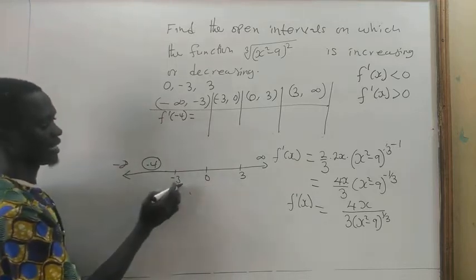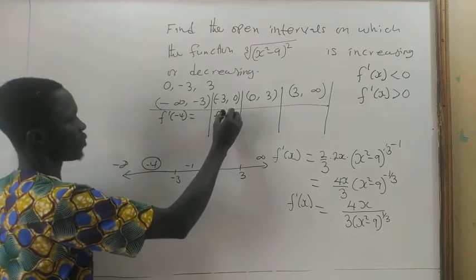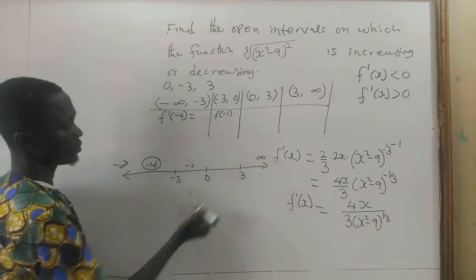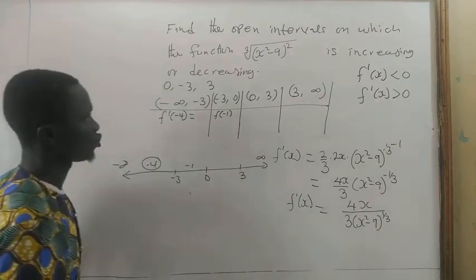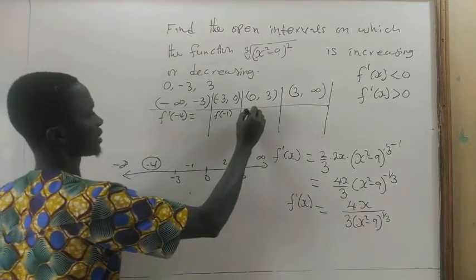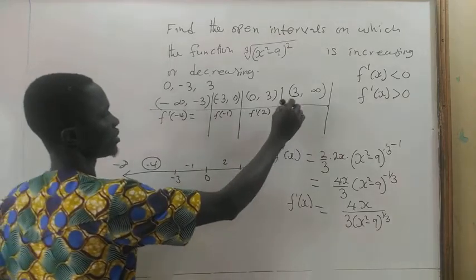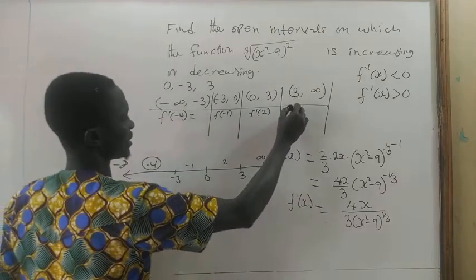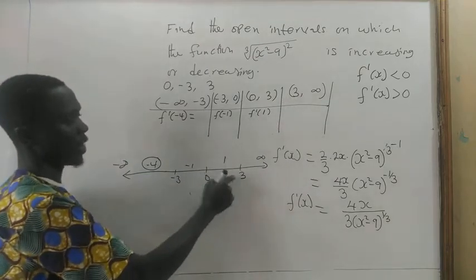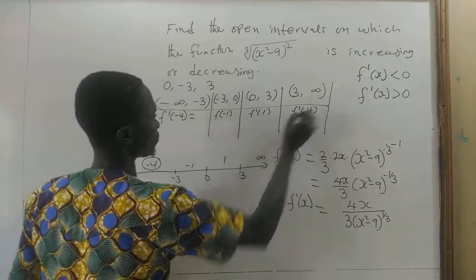Here, 0 to negative 3, we can test negative 1 there. So we test f prime of negative 1. Here, 0 to 3, let me test 2. 2 is here, so I can test f prime of 2. And here, 3 to infinity, 2 is even big, let me test 1, or 0, 1, so let me test 1. And here, let me test f prime of 4.